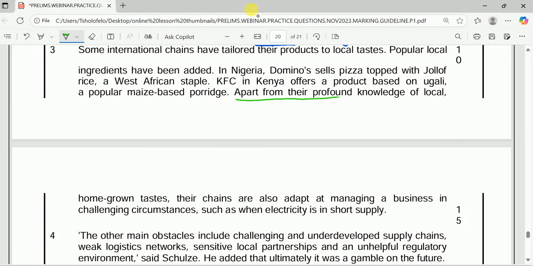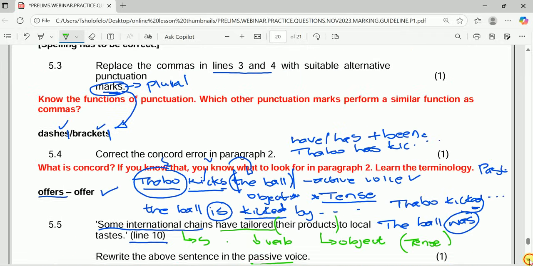Apart from their profound knowledge of local homegrown taste, their chains are also adept at managing a business in challenging circumstances. So apart from their profound knowledge, we need an opposite of it. Remember, "profound" is an adjective here because it describes the kind of knowledge. It's not just knowledge but profound knowledge. So if knowledge is not profound, what can be the possible opposite of a profound knowledge?